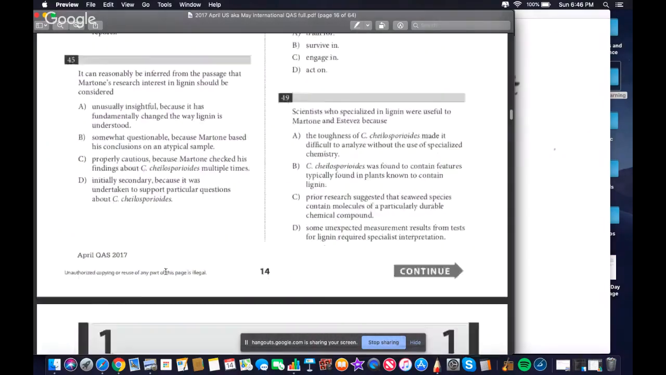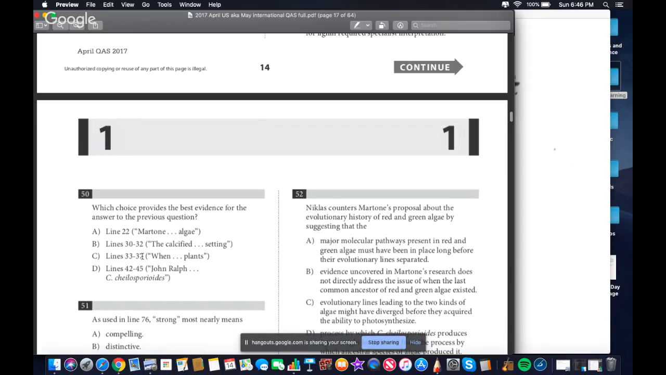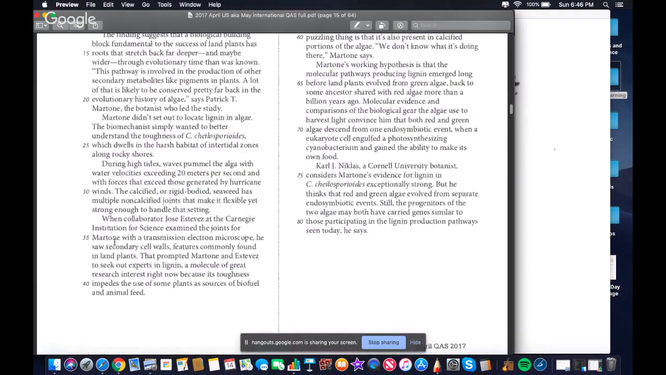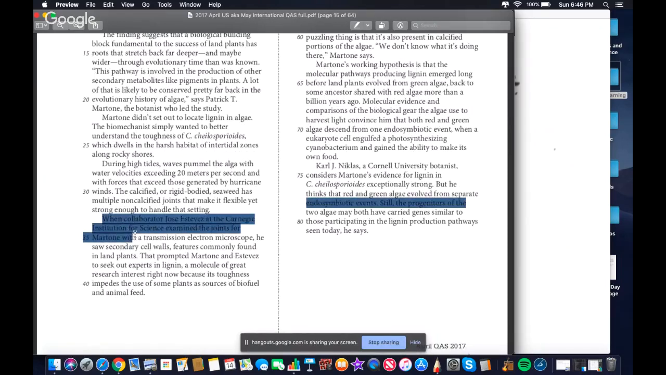Now look, let's go to the next lines, 33 to 37, which is right below where we just were. It says, when Estevez, so one of the guys, examined the joints, they found secondary cell walls, commonly found in land plants. Now look, the next lines are the key. That prompted them to seek out experts in lignin.